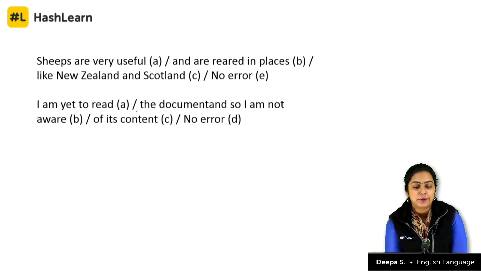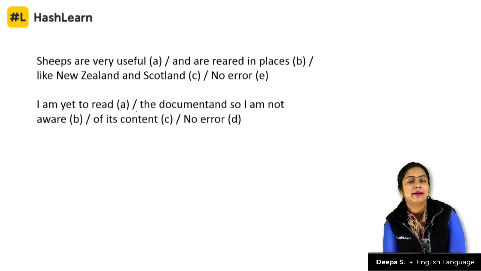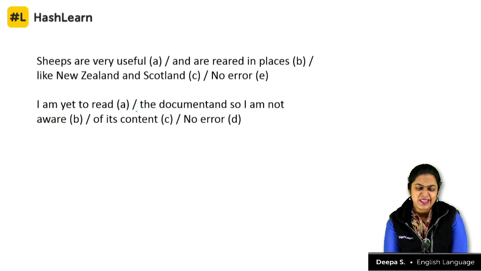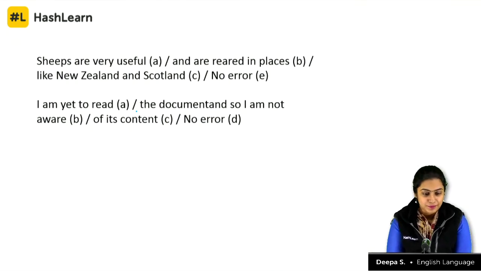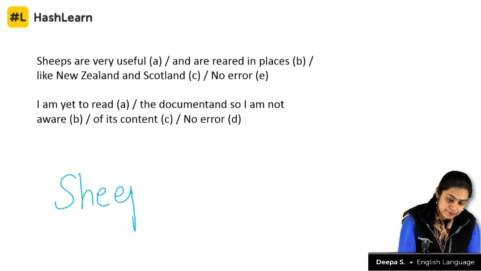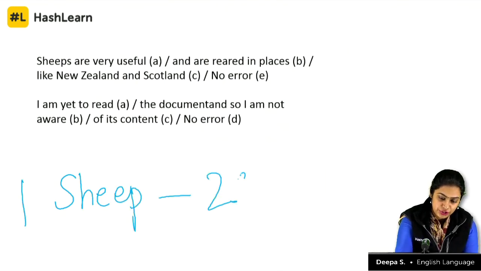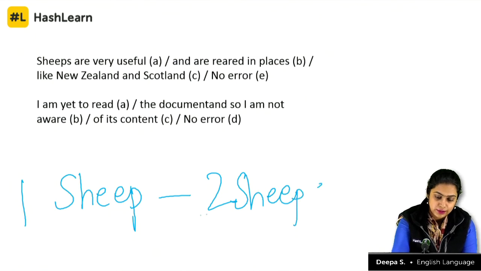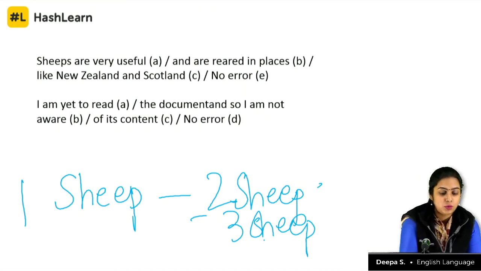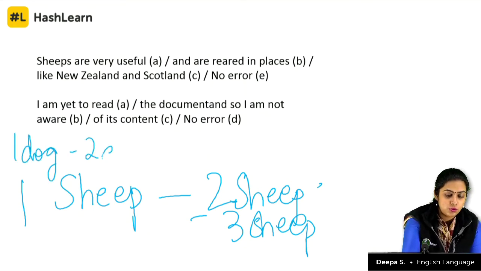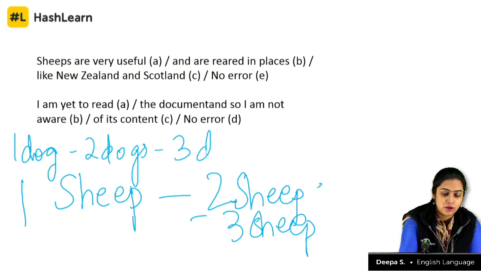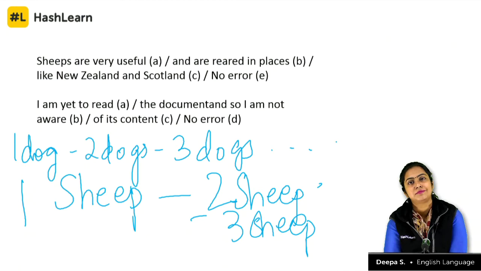Now look at this. Sheeps are very useful and are reared in places like New Zealand and Scotland. In these places, if you go there, you just find sheep, sheep, sheep, sheep, sheep. Not many people. So one sheep, two sheep, three sheep, unlike with one dog, two dogs, three dogs, and so on. The plural form of sheep is sheep.